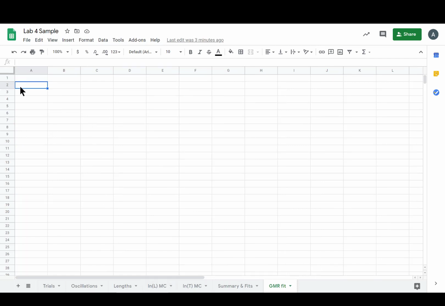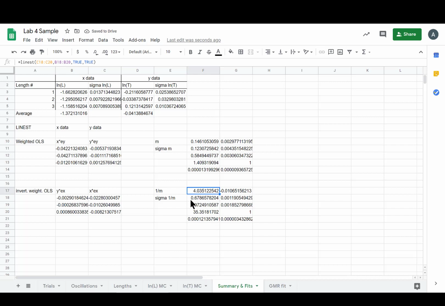All right, so we're going to want to get our slopes in here, so we can have our weighted OLS. Make sure it all fits in these cells. And now we'll have our GMR. And this is going to be M and sigma M. Now I'm titling this M. When I copy over from summary and fits, I'm copying over this one, which is labeled 1 over M. It's just what we're going to use.